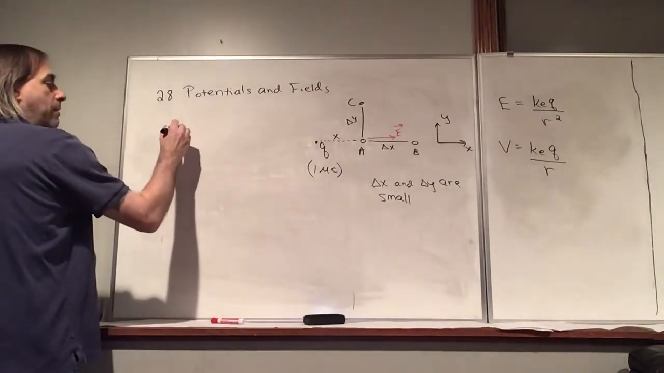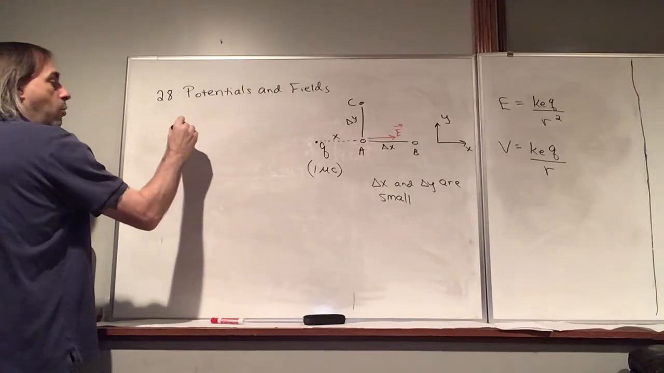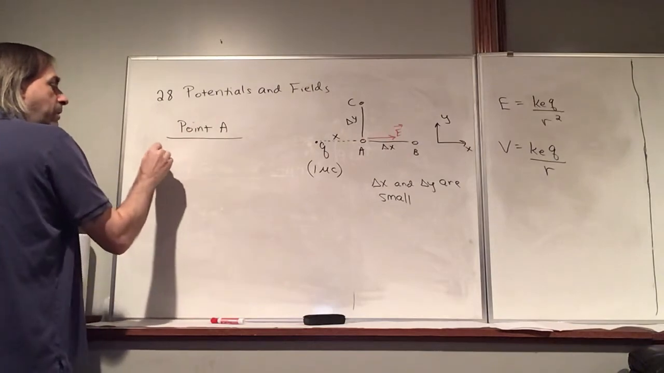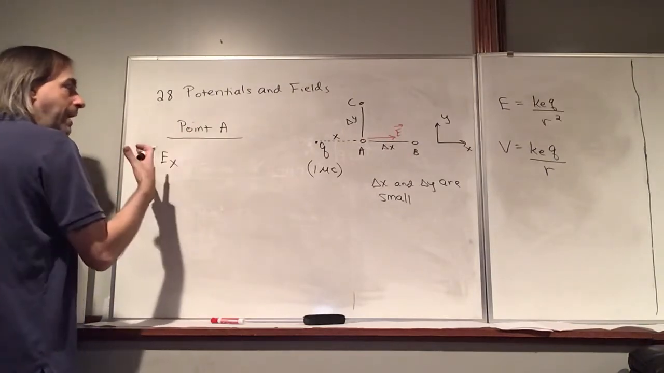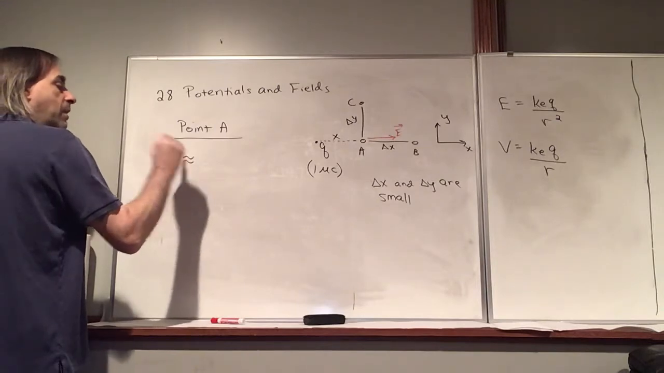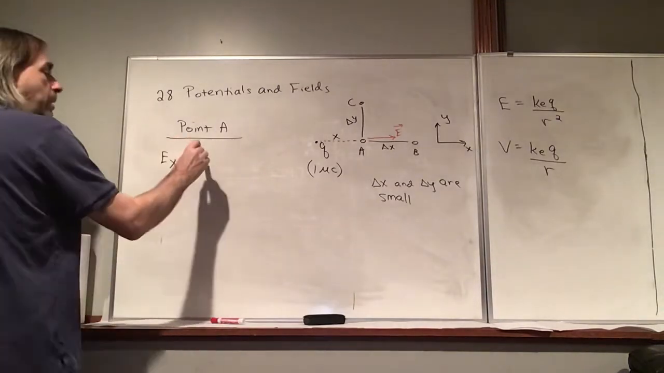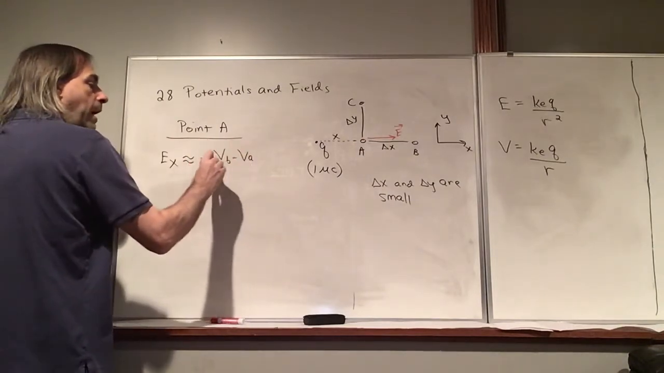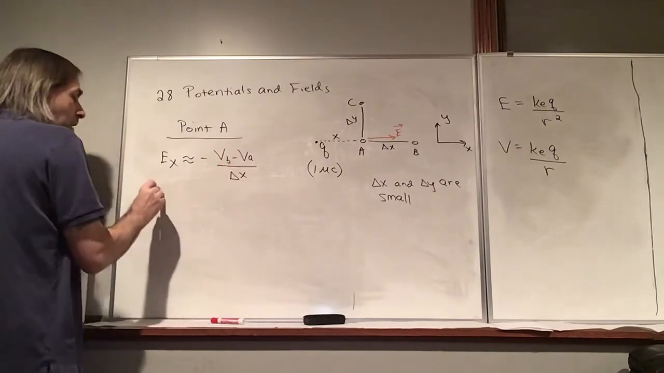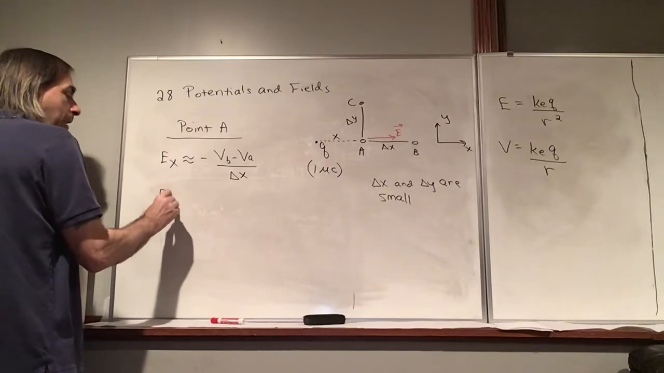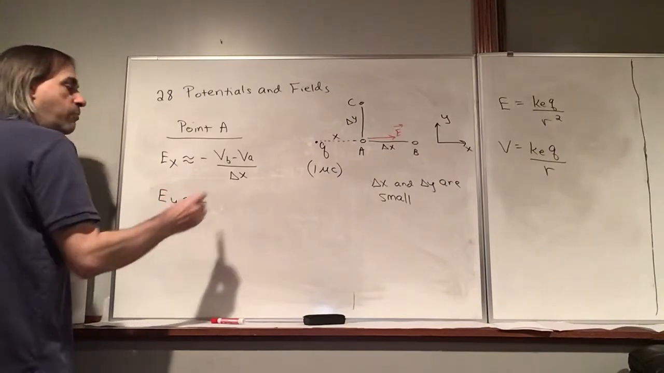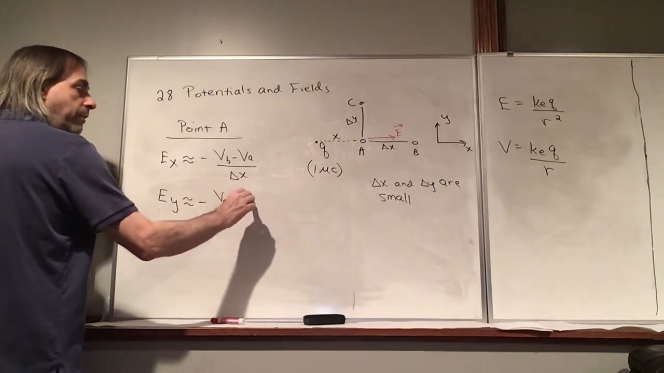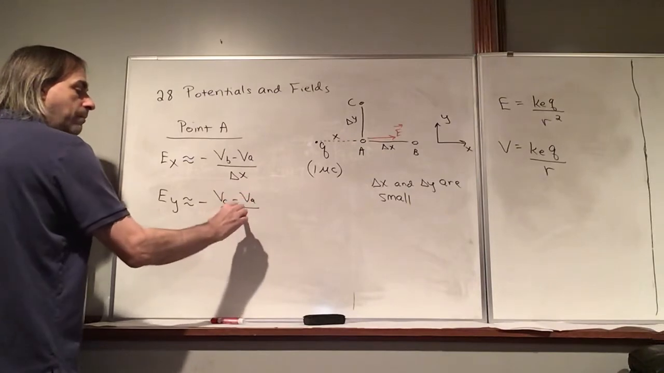So at point A, I'm going to say the x component of the electric field is approximately equal to minus (VB minus VA) over delta x. And the y component of the electric field is approximately equal to (VC minus VA) over delta y.